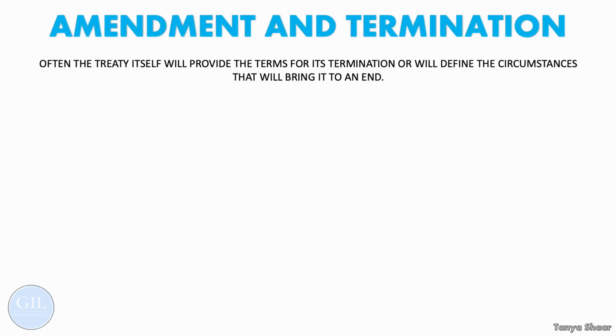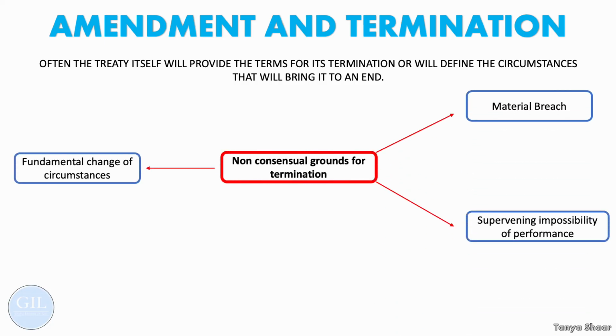The last step of the treaty making process is to consider how treaties can be amended and terminated. Often, the treaty itself will provide either for its termination or will define the circumstances that will bring it to an end. Despite this, the VCLT provides for three main non-consensual grounds that may lead to the termination of a treaty. These are material breach, supervening impossibility of performance, and fundamental change of circumstances. Let us look at each one of these non-consensual grounds in turn.